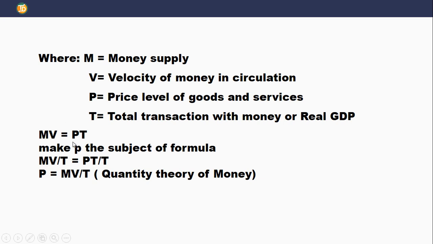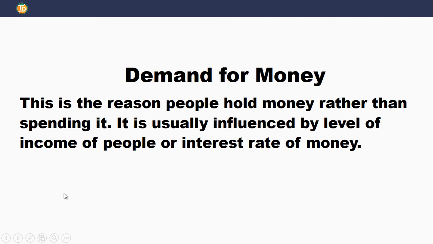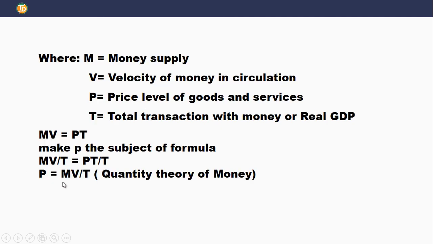All right, we can use this equation to determine the quantity theory of money formula. If we make P the subject of the formula, we divide both sides by T. So we are going to have P equals MV divided by T. Which means MV divided by T is the quantity theory of money formula, which is money supply multiplied by velocity of money divided by total transaction with money or the real GDP. So this is the quantity theory of money formula, which was derived from Irving Fisher's equation of exchange.